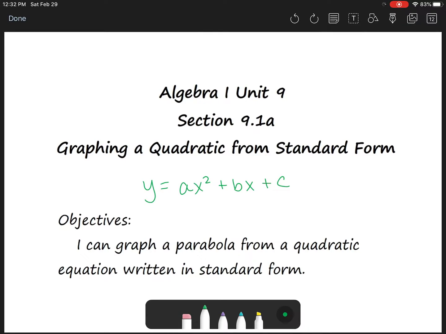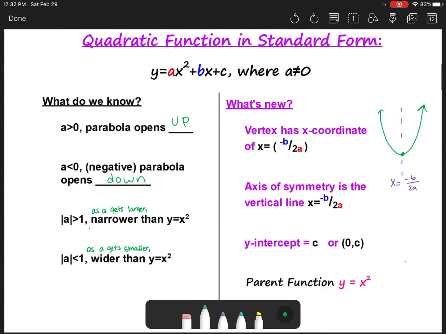Unit 9 is on graphing standard form. So we've already talked about graphing factored form, and now we are going to look at graphing the standard form, which is y equals ax squared plus bx plus c. So hopefully you recognize that form from when we were factoring. A lot of stuff is going to stay the same.